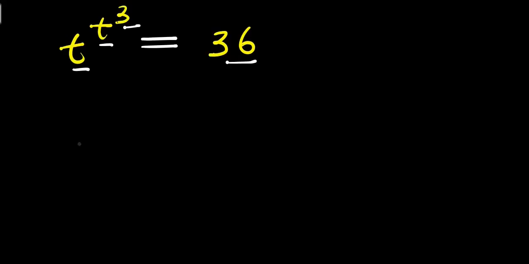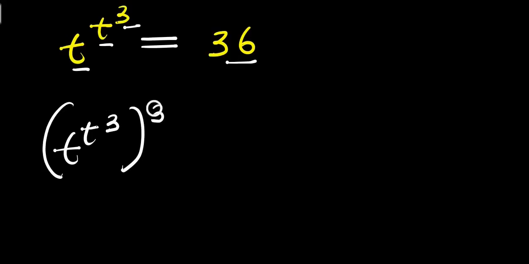Now, if we raise this to the power of 3, we are going to have something like this, t power 3. We raise it to the power of 3 because we have 3 here. And we raise 36 to the power of 3. Because we have done it here, we are doing it here again. Now, here comes the trick.